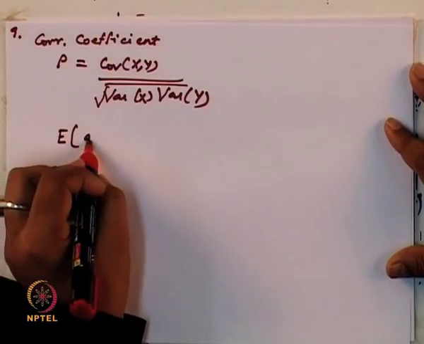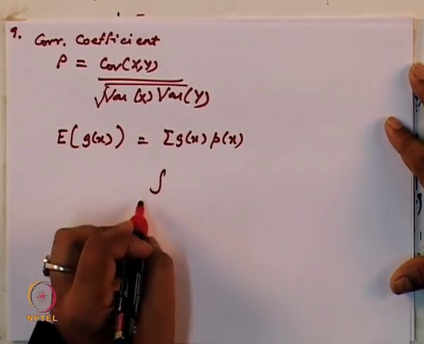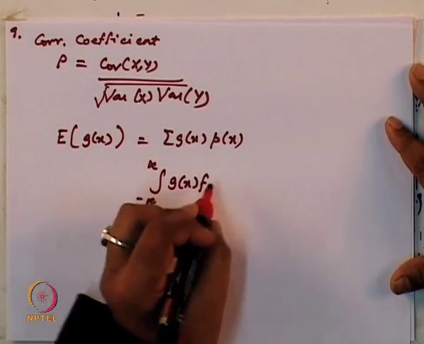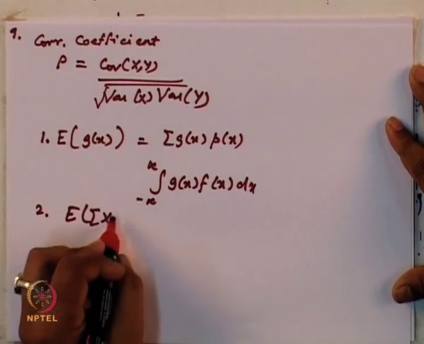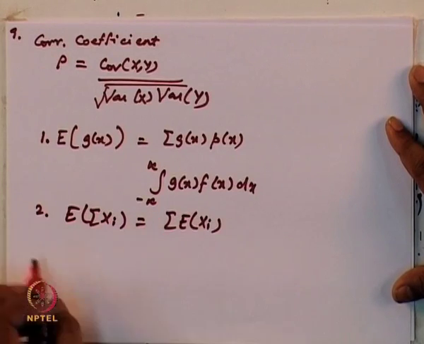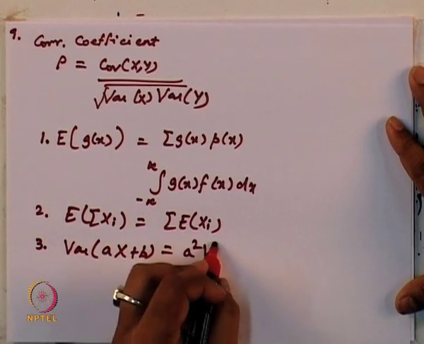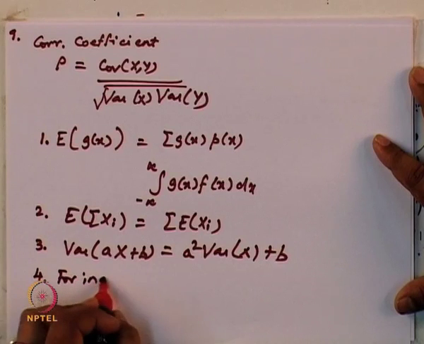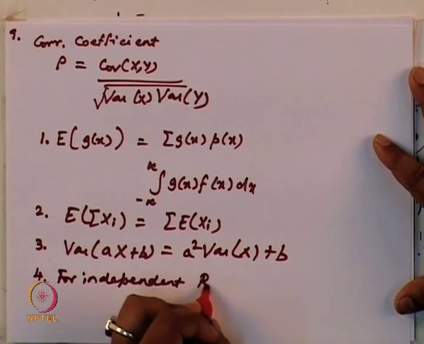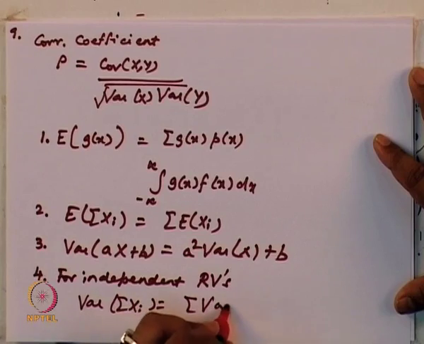So, two important things to take away from this class: you use this general expression E of g(x) is nothing but summation g(x) p(x), or integral g(x) f(x) dx. This is one thing to remember. You can write E of summation xi as summation E of xi. You can write variance of ax plus b as a square variance of x. For independent random variables, you can have variance of summation xi equal to summation variance of xi.